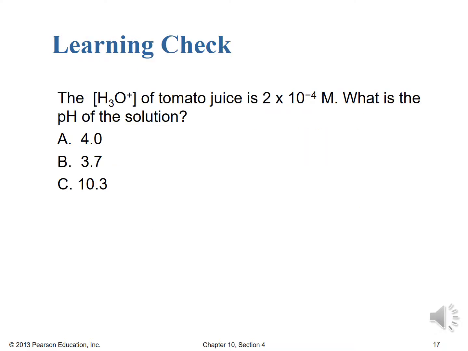Okay, let's follow up with another learning check. This time we're told the H3O plus concentration of tomato juice is 2 times 10 to the minus 4 molar. What is the pH of the solution? And then we have a few answer choices. Go ahead, pause the video here, work the problem, and decide which answer choice is the best. And once you're ready to check your work, start us back up.